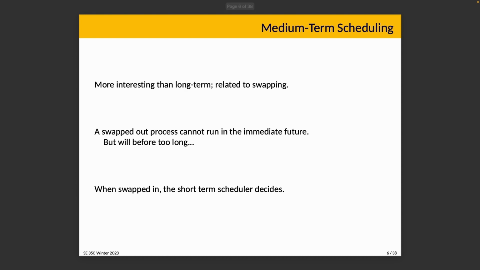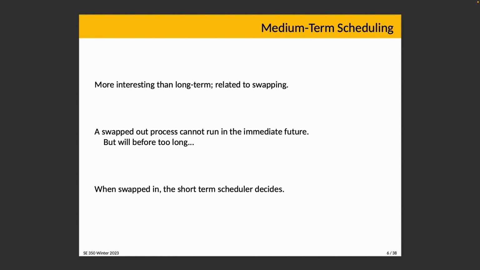Then there's medium-term scheduling, and medium-term scheduling is a little bit more interesting than long-term scheduling, if you ask me, and it revolves around this idea of swapping processes into memory and to disk. A process that's swapped to disk completely is not going to run in the immediate future, but is likely to run before some period of time has passed. So swapping a process to disk takes it out of the realm of the short-term scheduler, and returning it to memory puts it back in the realm of the short-term.